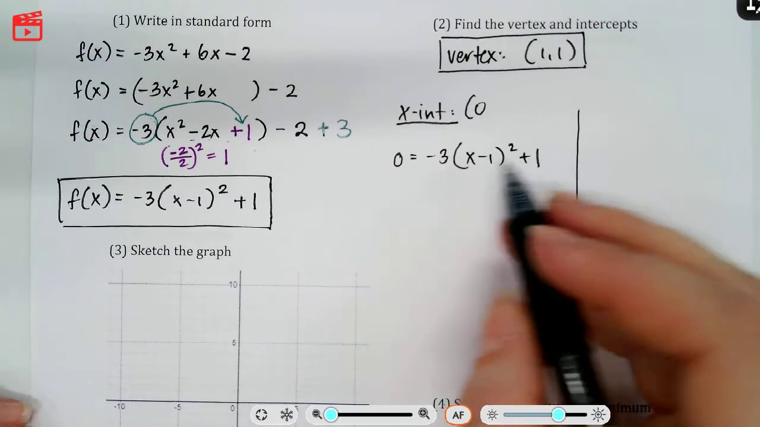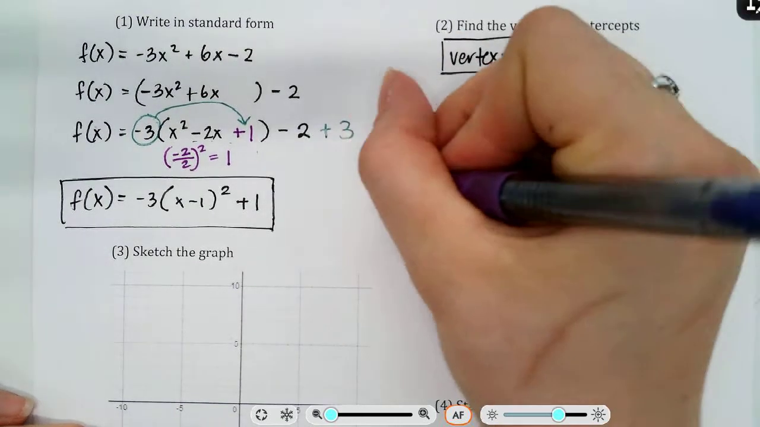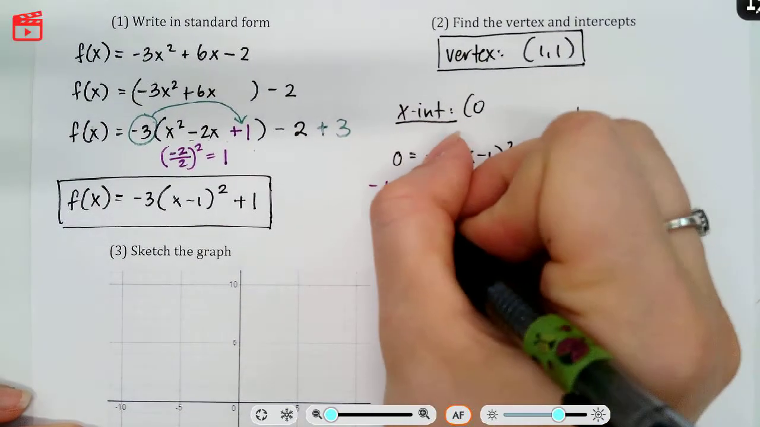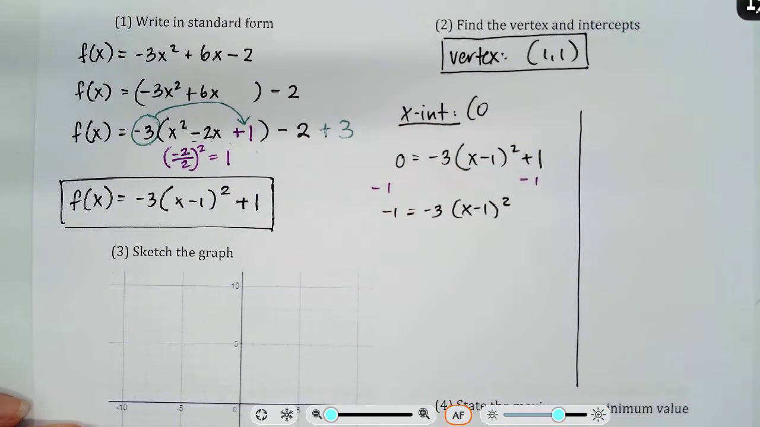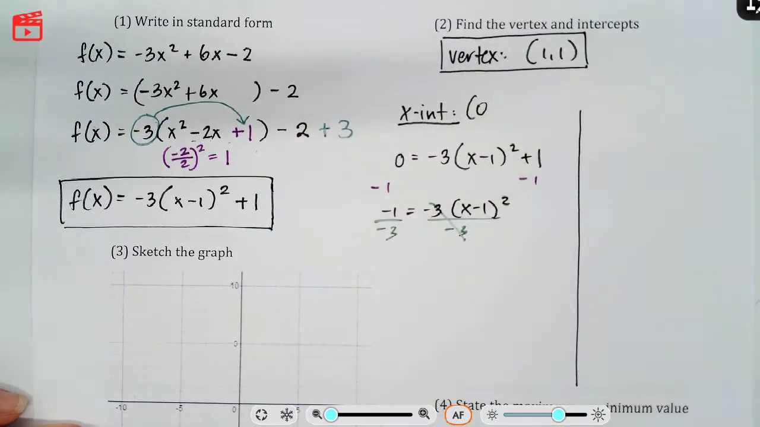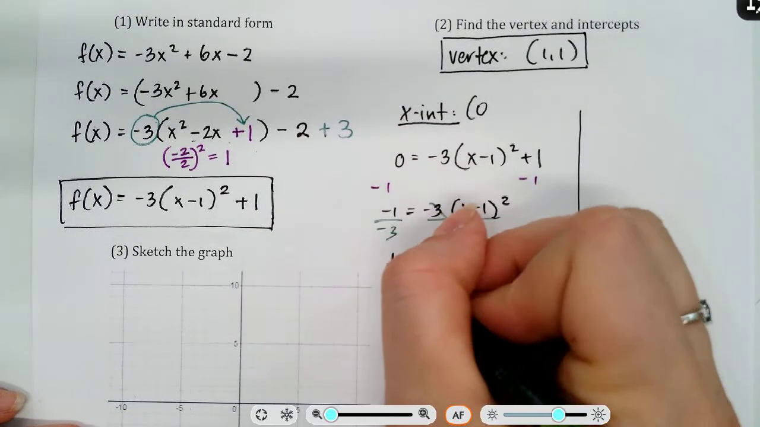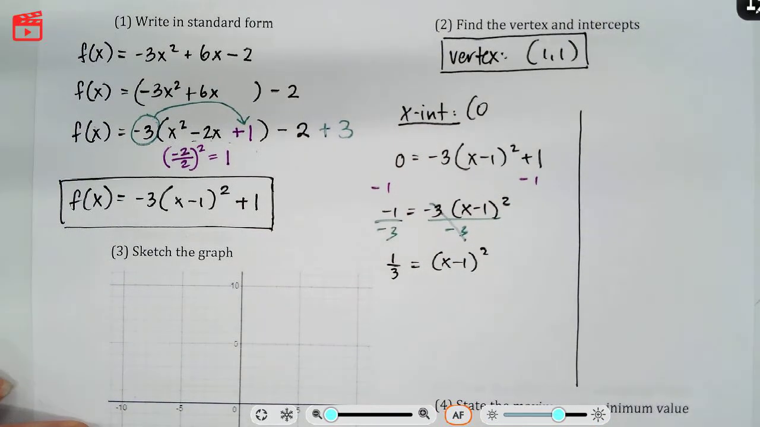Well, this looks like it might be completing the square, so let's go ahead and minus 1 from both sides. Getting x by itself, we'll go ahead and divide negative 3 from both sides. So we're left with 1 over 3 equals x minus 1 squared. We can complete the square here.